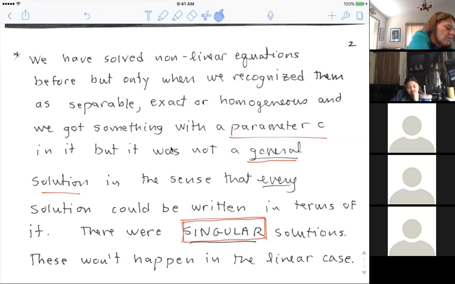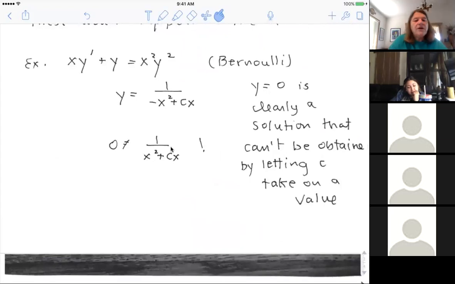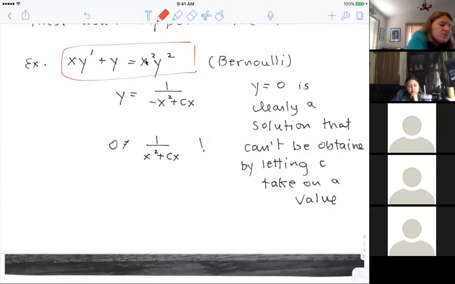So for example, if I look at this one, this was a Bernoulli equation. If you remember, it looked linear, except it had this y squared on the end of it. We actually solved this one, I think. It came out to be y equals 1 over minus x squared plus cx. Now, it's pretty clear that if you look at the DE, y equals 0 is a solution. Okay? I put in y equals 0 here, I get 0, I get 0, 0 squared is 0. It's a solution.